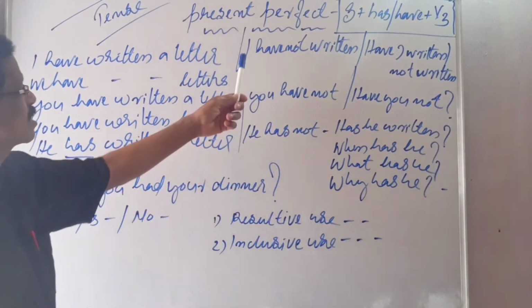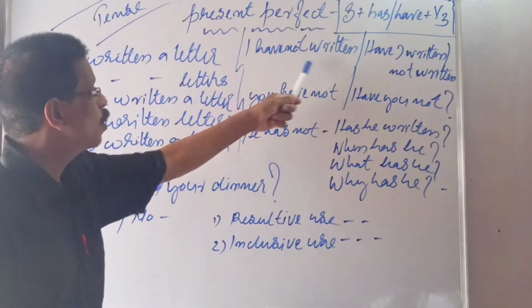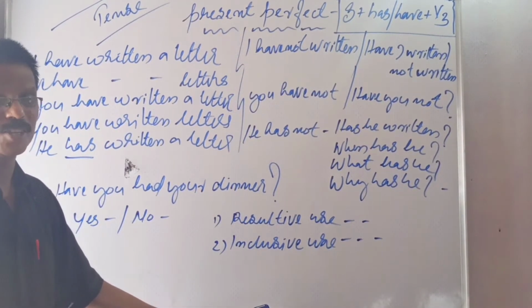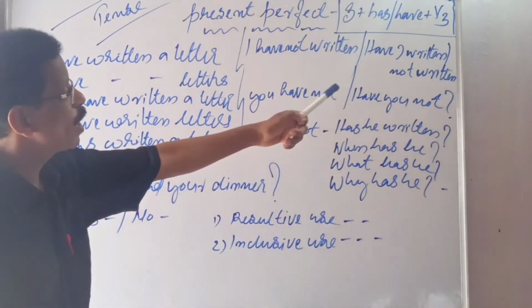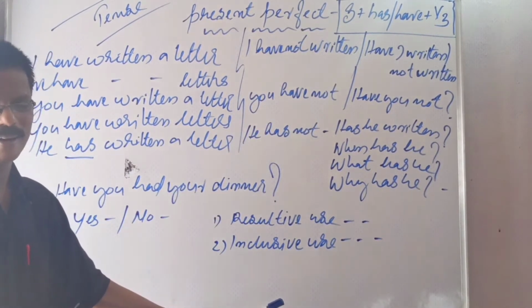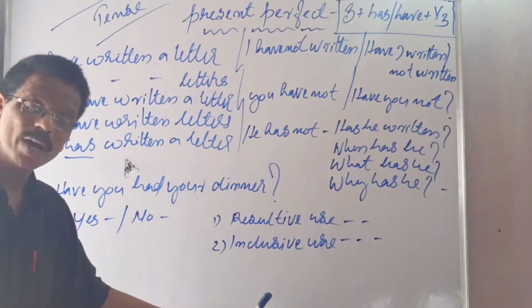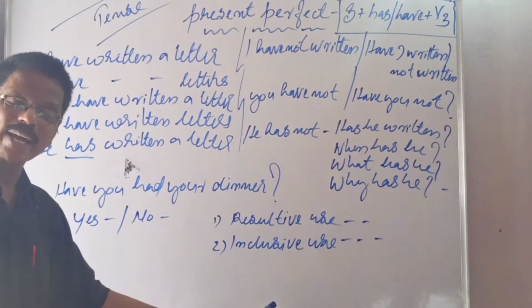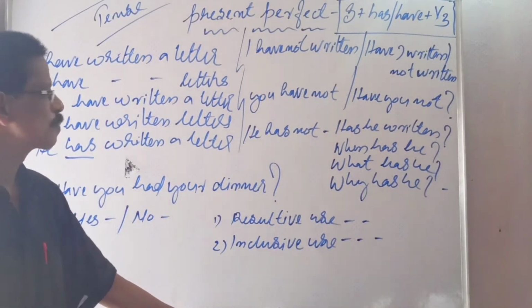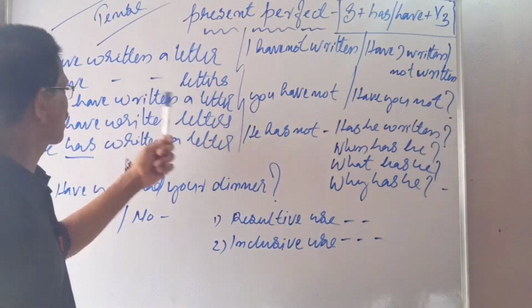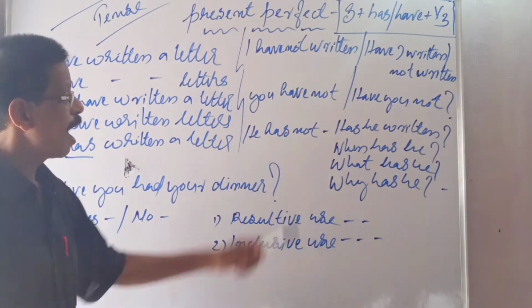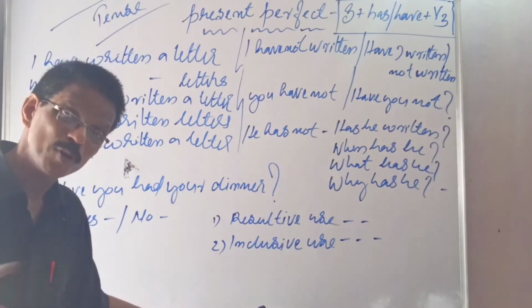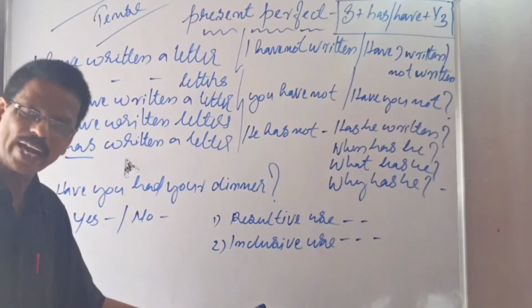Make it a negative sentence. I have not written. Negative. Make it a question. Have I written? Have I not written? See, when have I written? What have I written? You can make a question word question also. You have written, you have not. Have you written a letter to your friend? Or have you not written a letter to your friend?